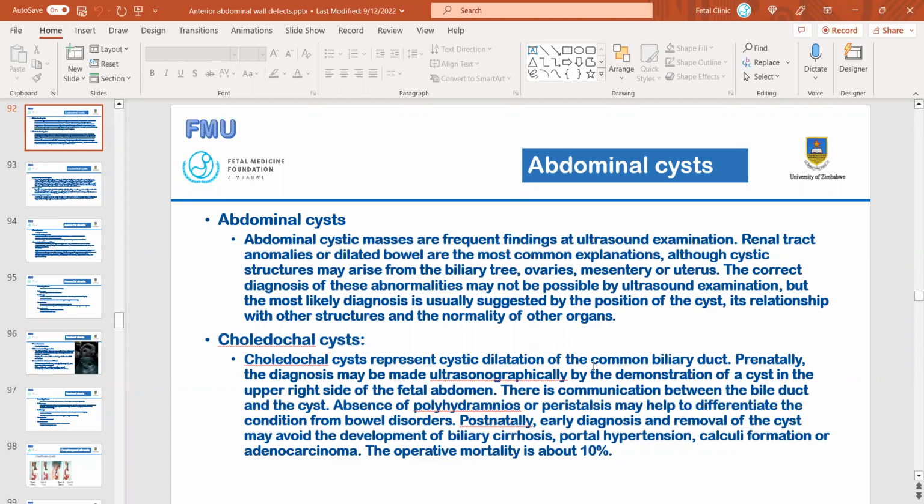You may call it something which is in the pelvis, you call it ductal cyst. So knowledge of anatomy is very important. You should be able to localize. So I'm going to go through some of the common cysts that we may come across as you scan.